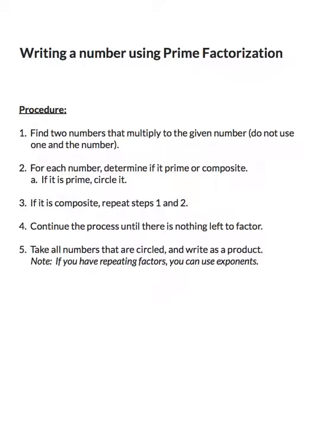For each number, we want to determine if it is prime or composite. If it is prime, circle it. If it is composite, we're going to repeat steps 1 and 2. We want to continue the process until there is nothing left to factor. From there, we take all the numbers that are circled and write it as a product. If you have repeating factors, you can use exponents. We'll see an example of this in just a few minutes.